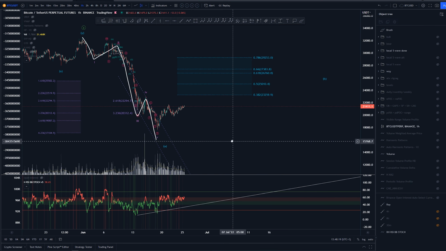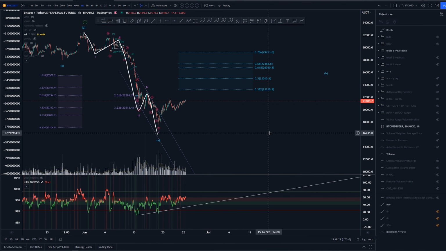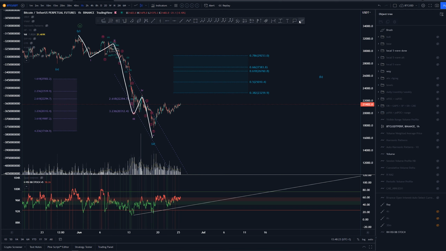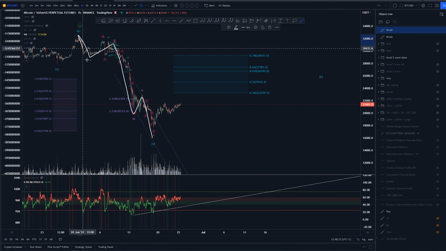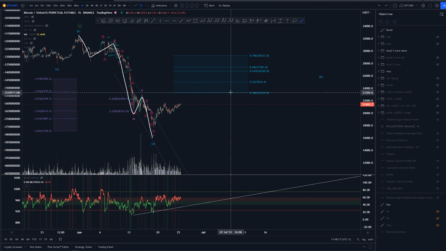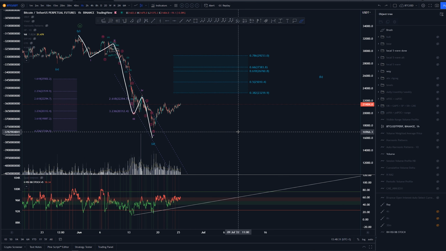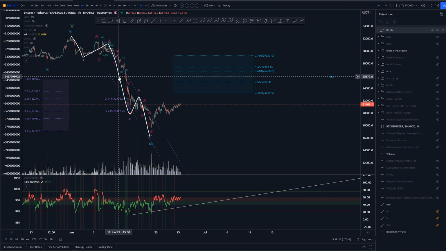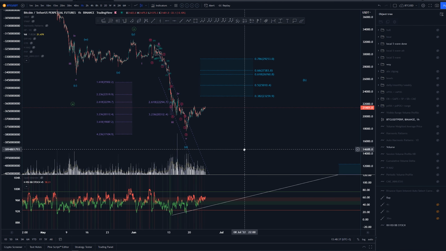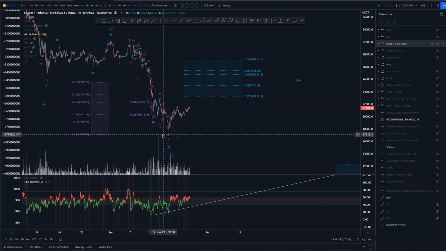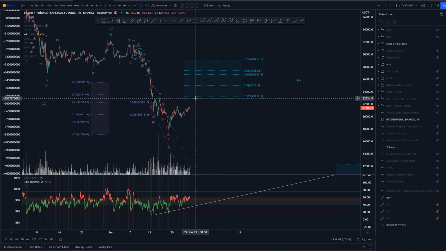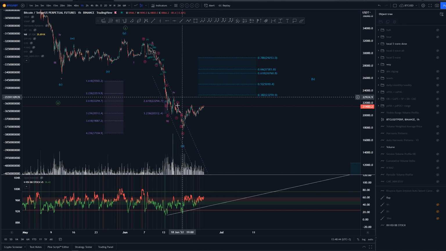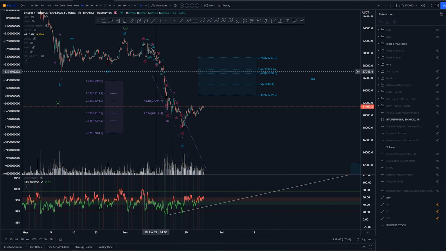Usually the target, at the minimum, that we would be looking for in a 3-wave pullback of this first leg is a 38.2%. So we would need to get to around 23.3k if we want to have a good looking structure, or at least an okay looking structure overall. So that is my main goal at the moment on the short time frame.